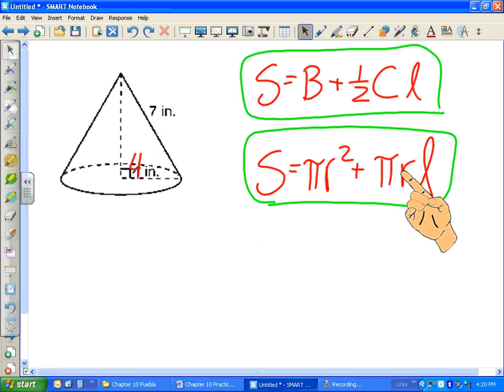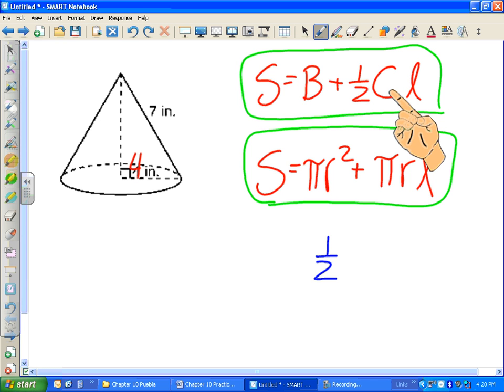How do you find circumference? Because this one's telling you to do half times circumference times lateral height. What's the formula for circumference? And hopefully you're thinking, oh, that's 2 pi r. And you're right. So watch what happens. Let me rewrite that one down here: 1/2, and instead of putting the letter C, I'm going to put 2 pi r, times the L.